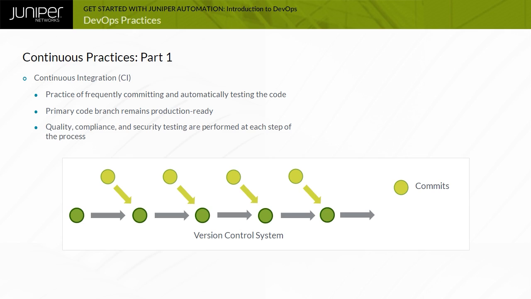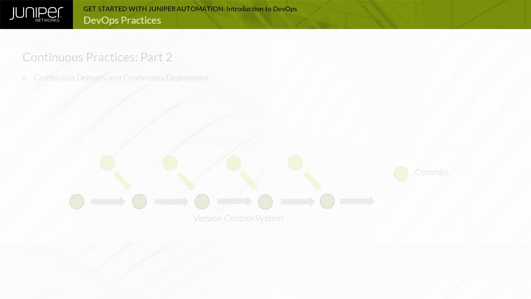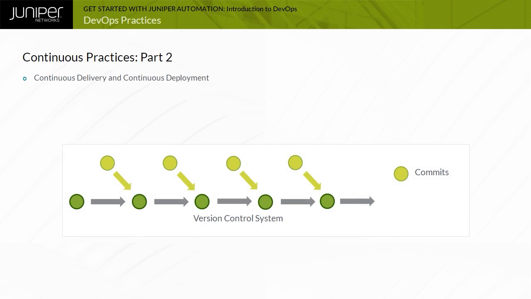Reserving extra time for testing at the end of the process is unnecessary, since testing occurs throughout the process. Continuous delivery and continuous deployment are natural extensions of CI. These terms are often used to describe the DevOps model. The difference between the two is that continuous delivery makes sure that the code is ready to deploy at any time, while continuous deployment is a way to automate the code deployment.